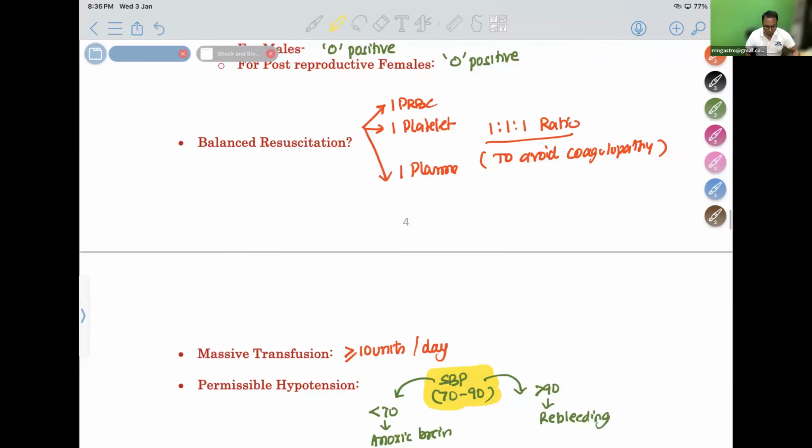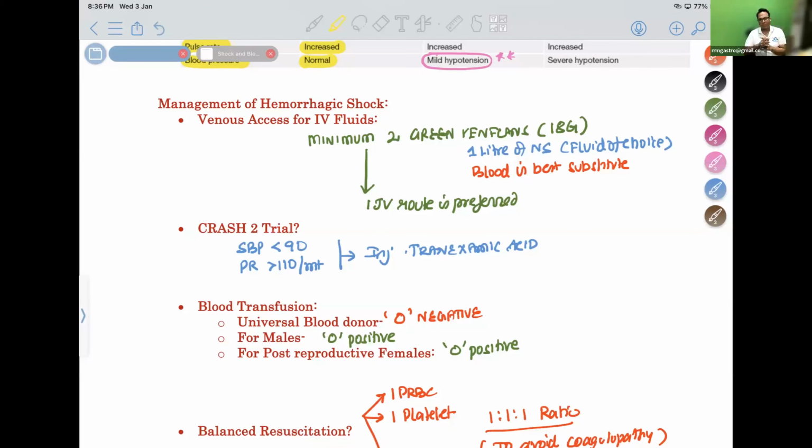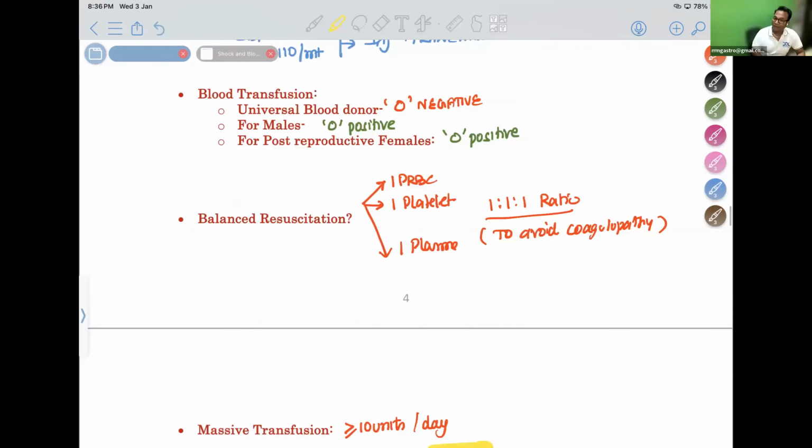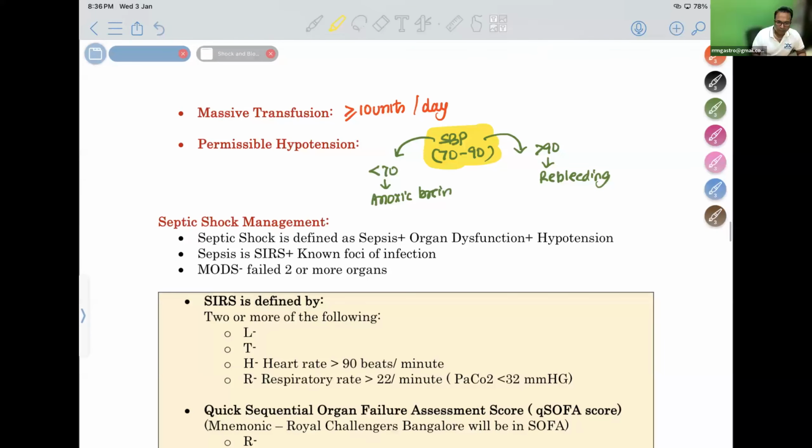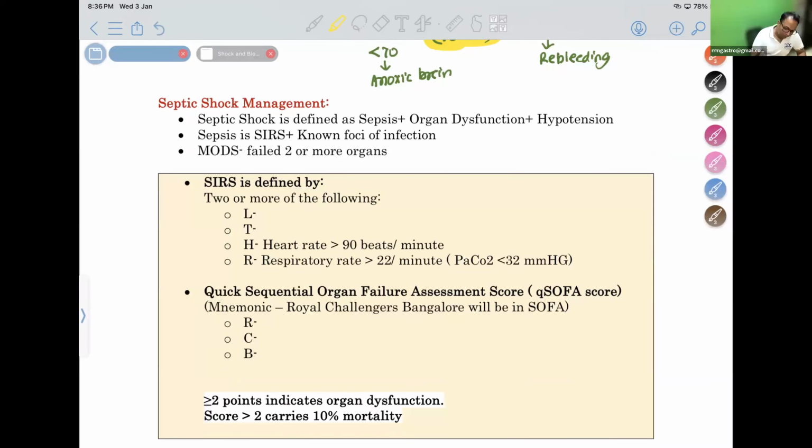So this is how you resuscitate a hemorrhagic shock patient. How will you manage a hemorrhagic shock patient? These points you can write in detail in an essay question. So then coming to septic shock management, how will you manage a septic shock patient?